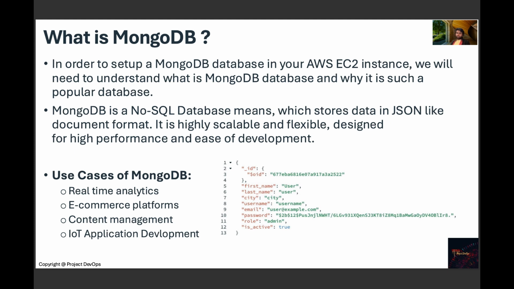So MongoDB is a NoSQL database, which means it stores data in a JSON-like document format. It is highly scalable, flexible, and designed for high performance and ease of development. The use cases of MongoDB.